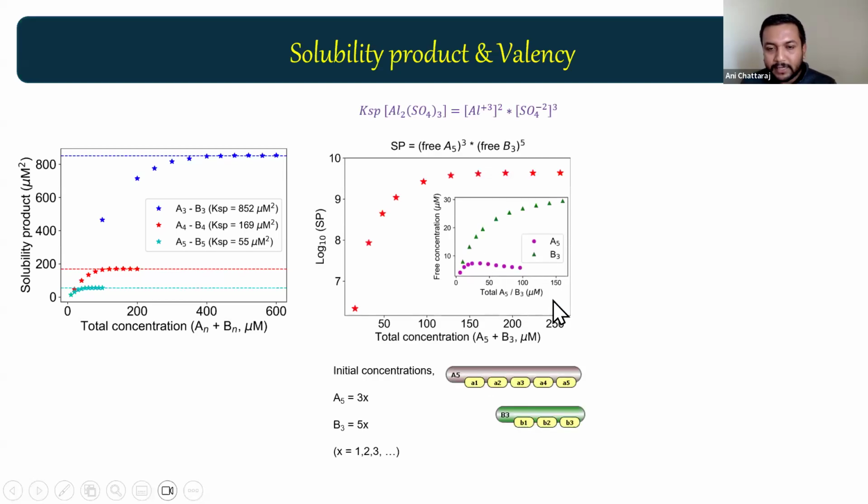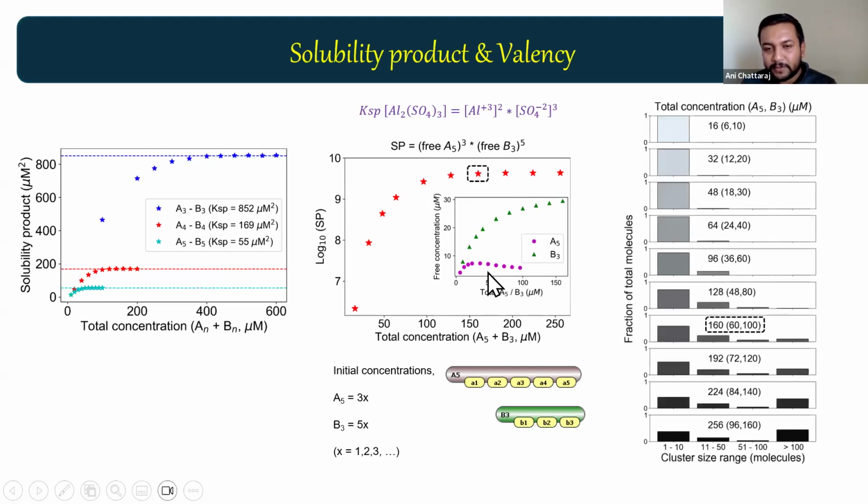But this is another interesting example: what happens if we have some kind of a mixed valence system like A5B3, for example. So for A5B3, the inset shows you the individual concentration of A and B. The individual concentrations are changing in all kinds of directions, but once we write this KSP or the solubility product expression, that solubility product reaches a plateau.